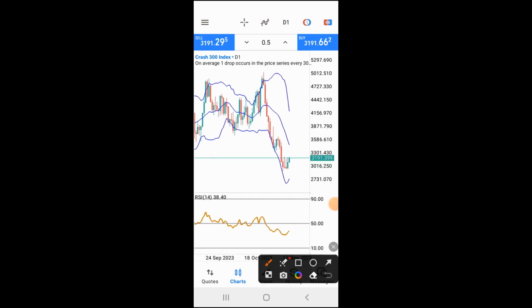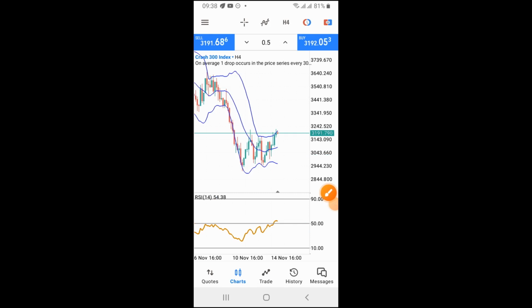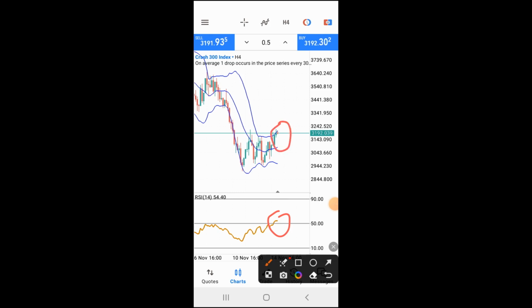So for most of you that have been buying Crash 300 Index at this zone, you are risking your account. You are taking heavy risk. You just have to go to your 4-hour time frame. If you go to your 4-hour time frame, you can see this here. Look at this, this is the time that you're supposed to be buying, but for you to buy right now, you just have to wait for this. Look at this. You see where the price is currently at. So you just have to wait for that crash that is going to happen.